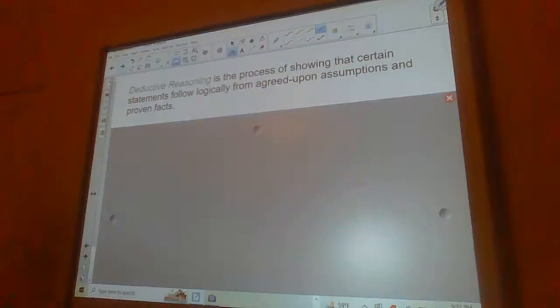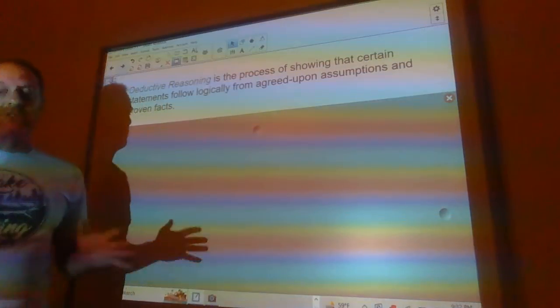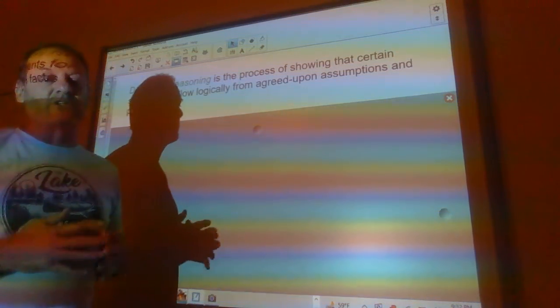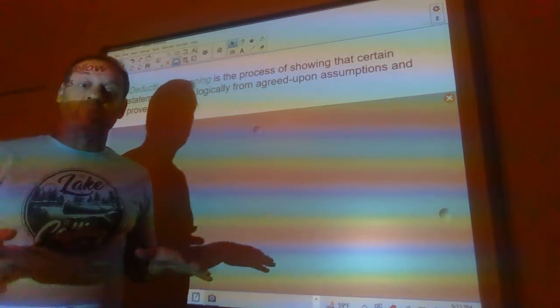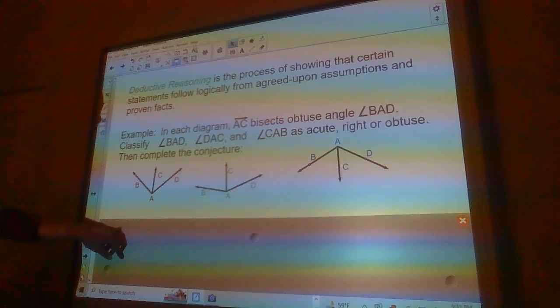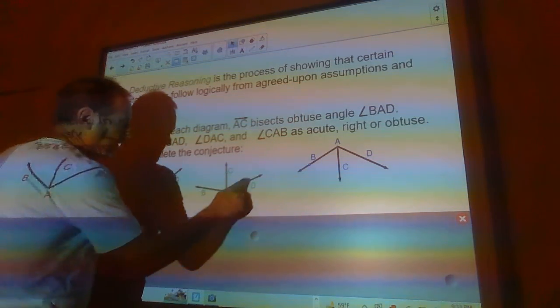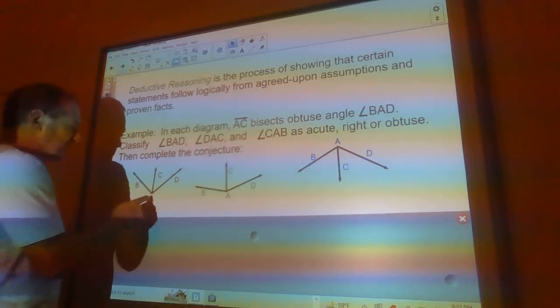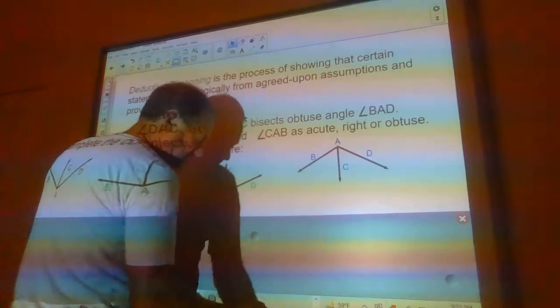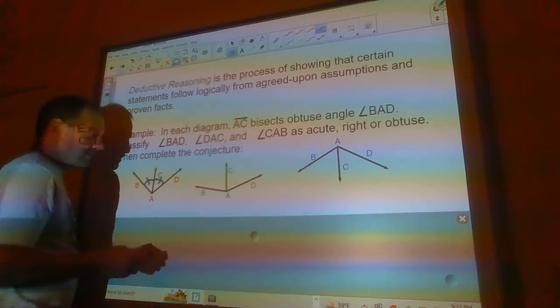Okay. Now let's talk about deductive reasoning, because that's a whole different thing. Deductive reasoning is the process of showing that certain statements follow logically from agreed upon assumptions and proven facts. Okay, so, for example, in each diagram, the ray AC bisects an obtuse angle BAD. So I have angle BAD here, I have angle BAD here, I have angle BAD here. Each one has the ray AC that bisects it. So if it bisects it, that means it cuts it into 2 equal parts.